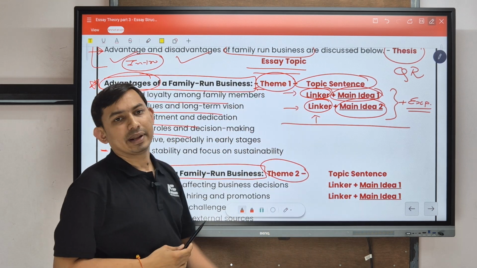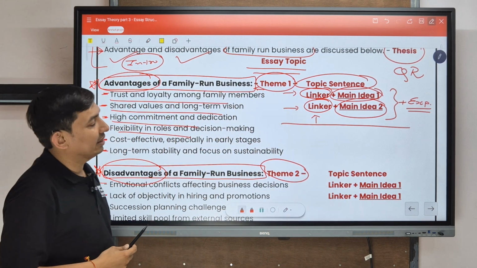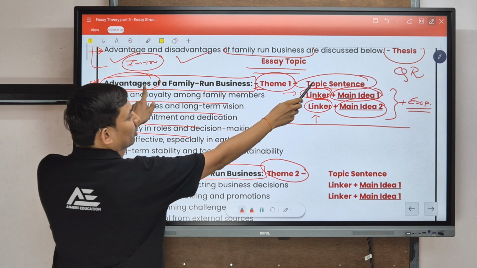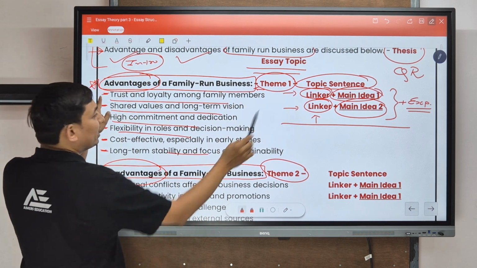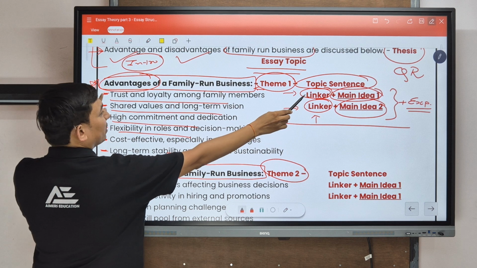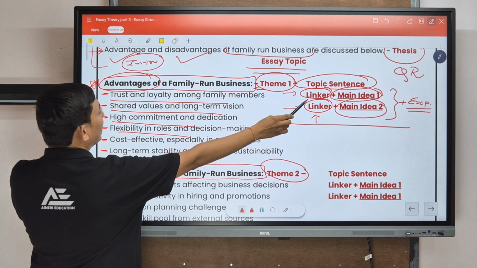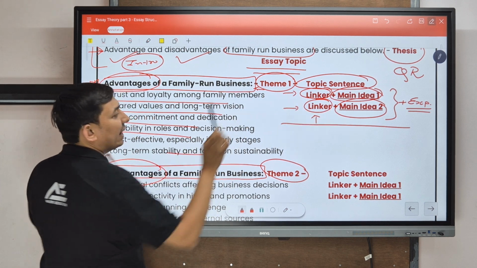So this is our body paragraph structure. Once again, see that this is our topic sentence related to one theme only. This is our linker, first two linkers, first, second, third. This is our idea 1, this is our idea 2.